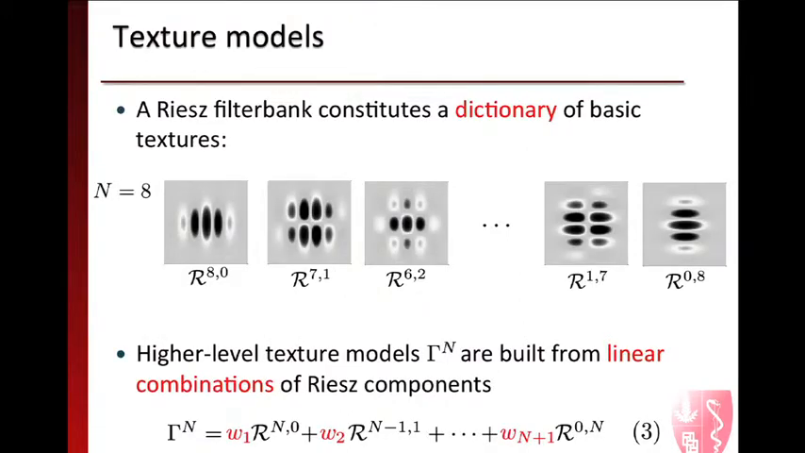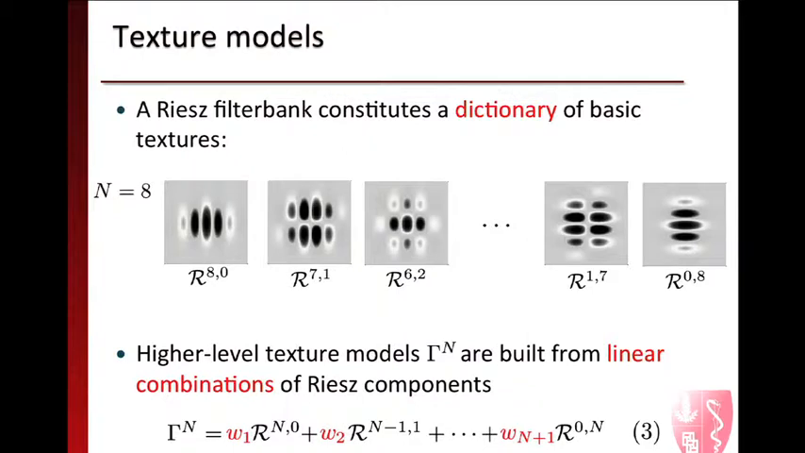For this, we will consider that a Riesz filter bank constitutes a dictionary of very basic textures. So this is a Riesz filter bank with an order of 8. So we have 8 order derivatives along the directions, and they're composites here. And then we can build higher level texture models from linear combinations of these patterns.